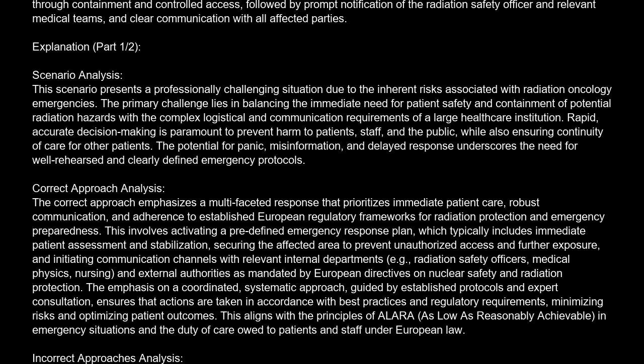The emphasis on a coordinated, systematic approach, guided by established protocols and expert consultation, ensures that actions are taken in accordance with best practices and regulatory requirements, minimizing risks and optimizing patient outcomes. This aligns with the principles of ALARA, as low as reasonably achievable, in emergency situations, and the duty of care owed to patients and staff under European law.